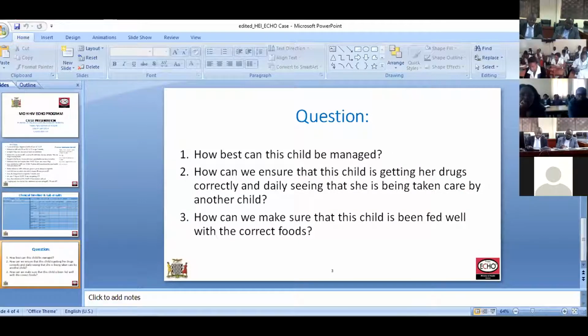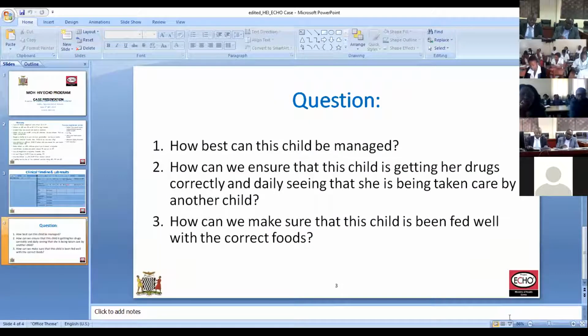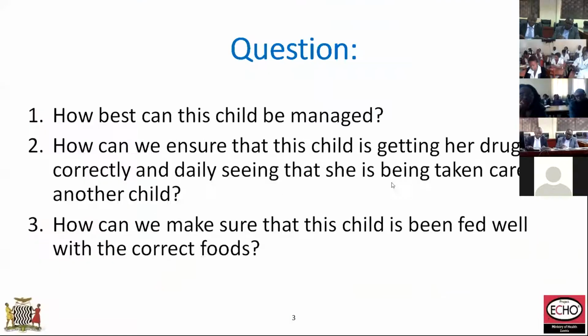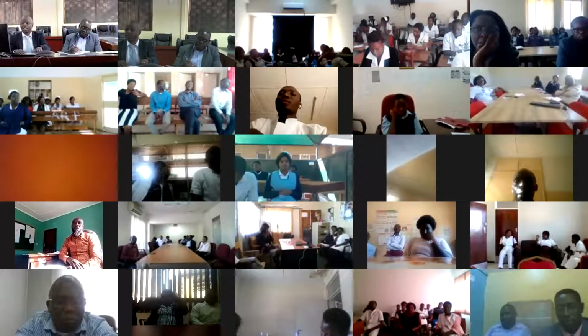How best can this child be managed? How can we ensure that this child is getting her drugs correctly and daily, seeing that she is being taken care of by another child? How can we make sure that this child is being fed well with the correct foods? So even as we ask the questions for more information, let's have the management questions that have been asked in this particular case. So any questions from the spokes?